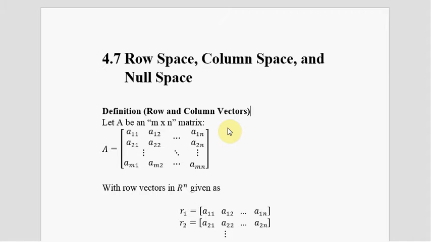4.7 starts off by trying to classify what we've really been looking at for this entire course. That is, you take a system, you write it as a matrix. What do those rows mean to the theory of matrices? What do the columns mean?